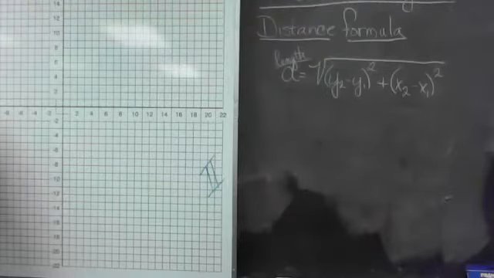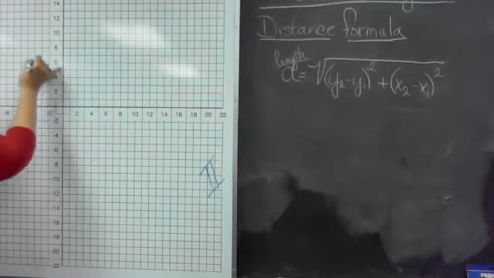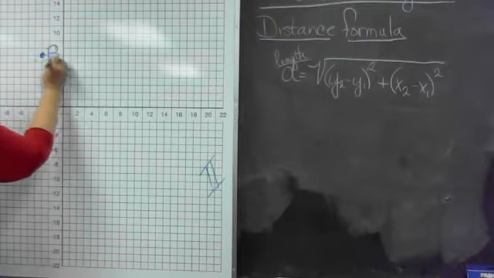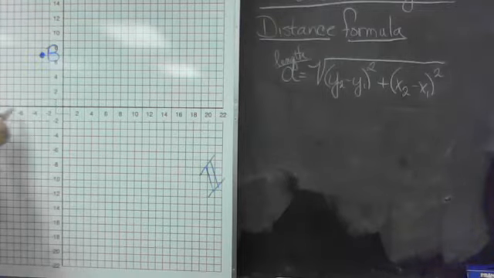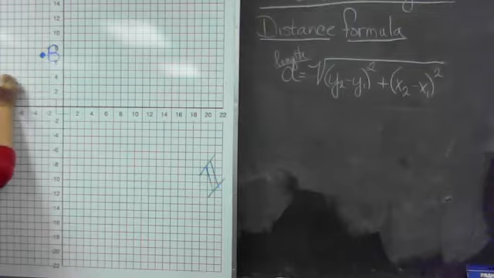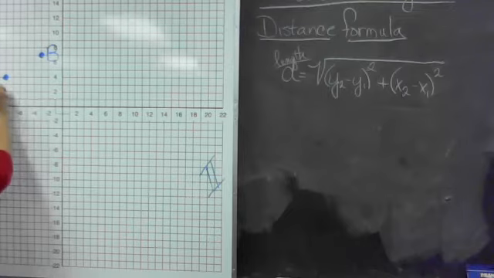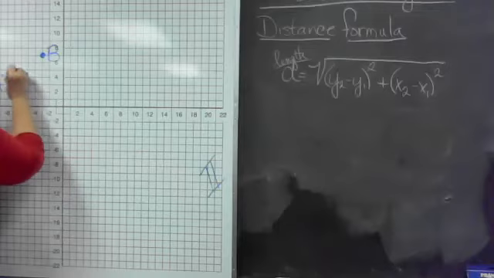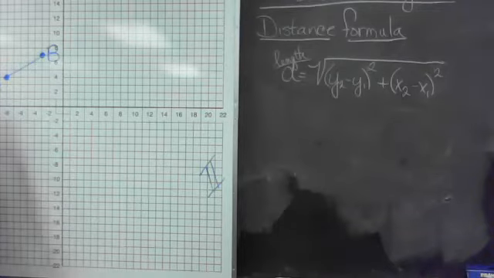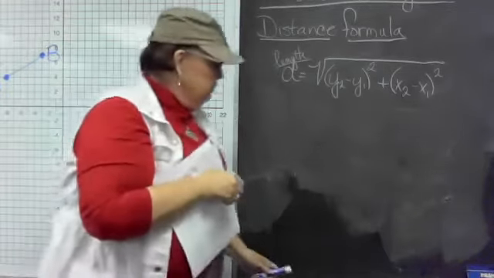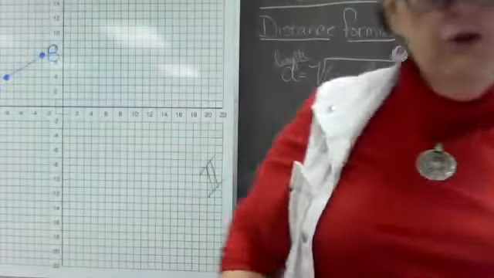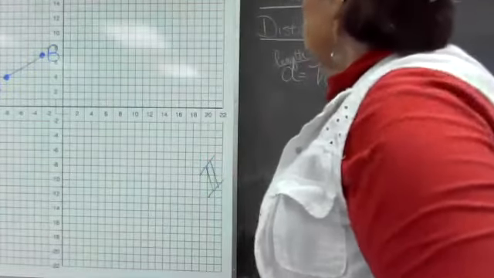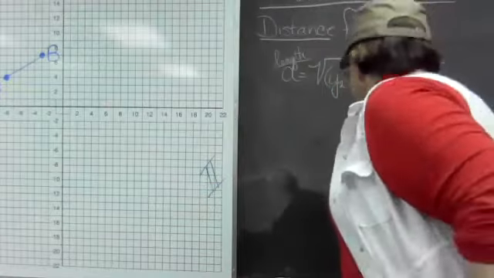So B is at 3, 7. And A is here. Now it said they've already joined them. This is your line segment AB. So when you're working these problems, it says to find the length. Well, you cannot find the length until you know what the coordinates are of A and the coordinates of B. So let's do that.